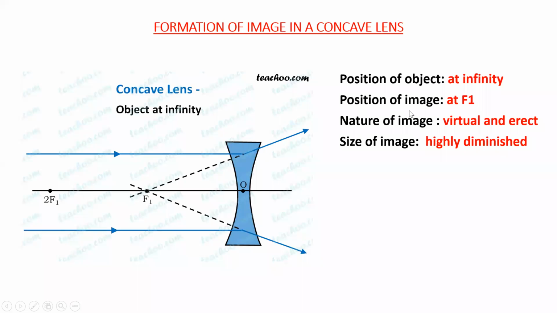Now position of the image is at secondary focus, because here there is apparent meeting. It is not actual meeting, it is apparent meeting. So here virtual and erect image will be formed. यहाँ पर virtual image बनेगा, इसलिए इसको हम लोग virtual focus भी बोलते हैं. And the size of the image will be highly diminished. बहुत ही छोटा, बहुत ही point size image यहाँ पर बन रहा है. So this was the first case.